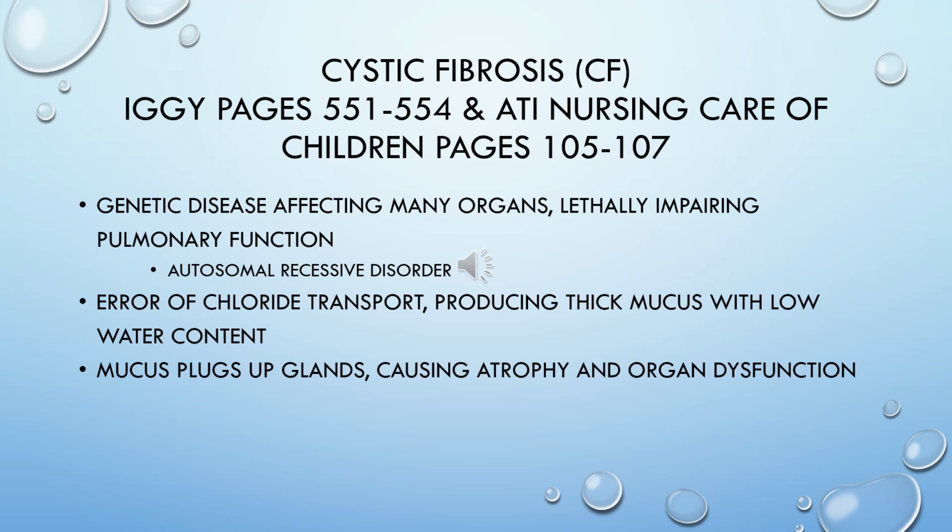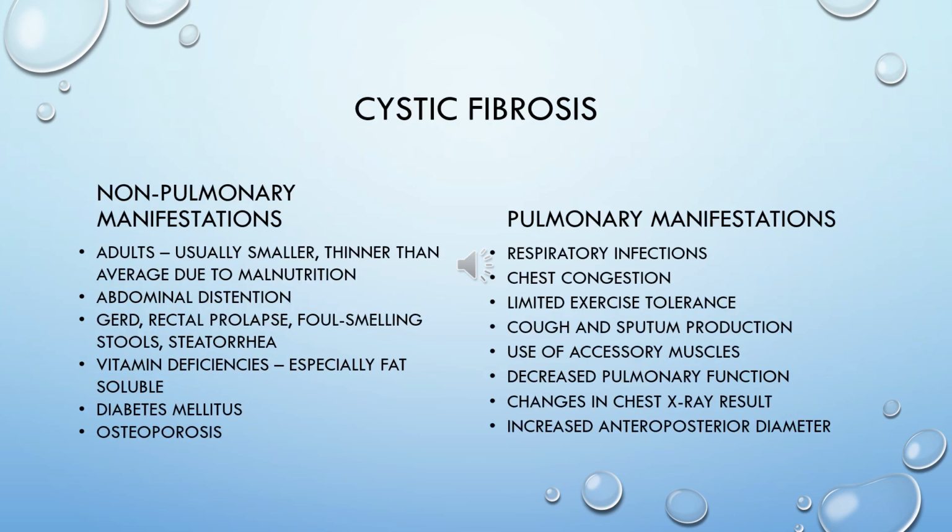So looking at the clinical manifestations of cystic fibrosis, we have non-pulmonary manifestations and then pulmonary manifestations. Adults are usually smaller, thinner than average due to malnutrition, because they do have a lot of issues with absorption of the bowel within the GI tract itself. You will see them with abdominal distension. A lot of them have GERD, rectal prolapse. They have steatorrhea, because they have a hard time digesting, they'll have a lot of fat in the stool. They typically have a lot of vitamin deficiencies, especially those fat-soluble vitamins. So your A, D, E, and K.